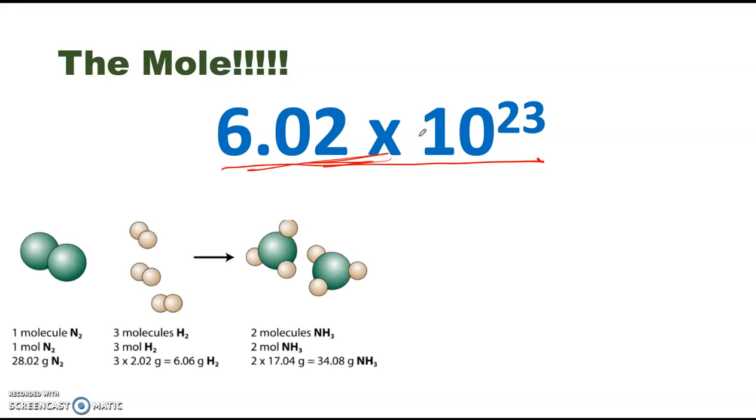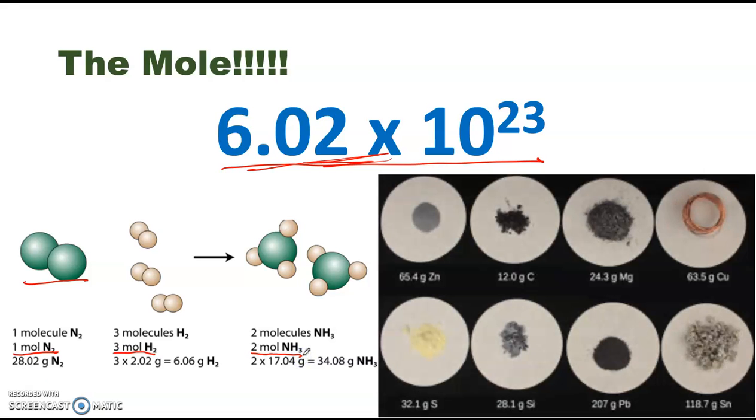So again, when we count atoms, we count them by the mole. We might say 1 molecule of N2, or we might count them by the mole instead. 3 moles of hydrogen react to form 2 moles of NH3, ammonia. And here's a sample of 1 mole of 8 different elements. You can see there's 1 mole of each.